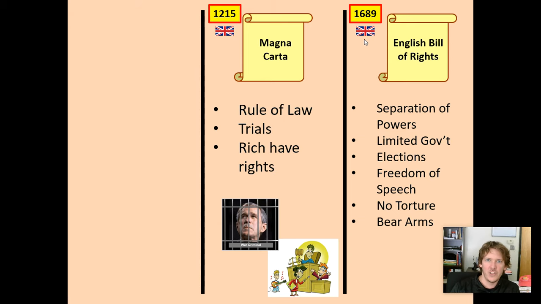The idea of separation of powers, separating the government into different branches. We do that today because we stole it from the English. The government's power shall be limited. We do that today in our Constitution because we stole it from the English. Elections, stole it from the English. Freedom of speech, stole it from the English. Can't torture people. We do that today. Well, we don't do that today. Can't torture you. What is this then? This is not torture. I'm watching a social studies video. I thought the 8th Amendment protected me from torture.